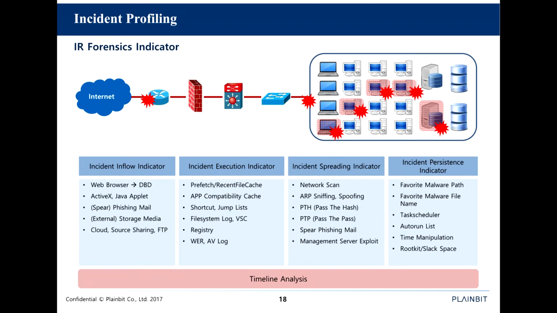Malicious code enters the internal network and flows through the process of inflow, execution, continuation, and spreading until it reaches its final destination. Each technique leaves a unique trail according to the technique used. Managing these traces as an indicator helps to identify incidents more quickly and accurately.